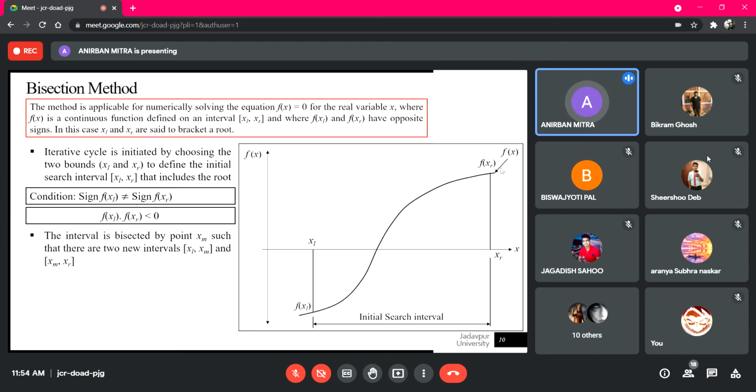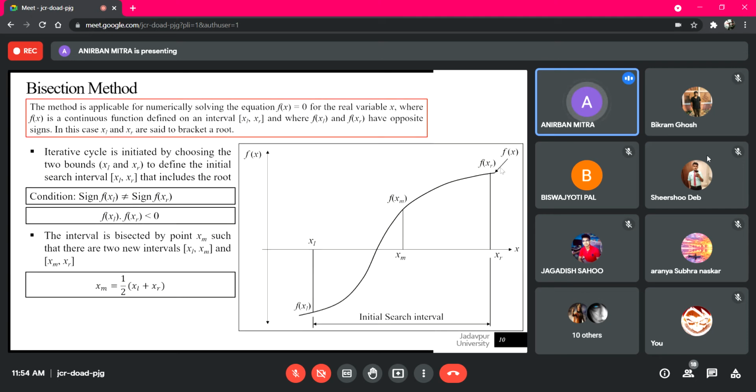Now, how do we approach the root? We will bisect the interval and find out f of xm. If we bisect it, we obviously get two new intervals, from xl to xm and xm to xr. This is the bisection point, and you get the functional value at that point as f of xm. Quite obviously, xm has the value of xl plus xr whole divided by 2.